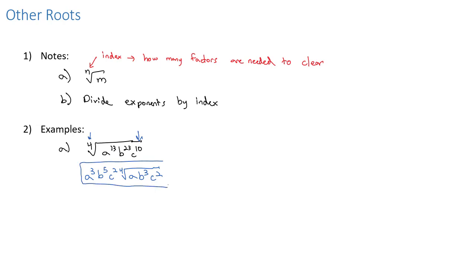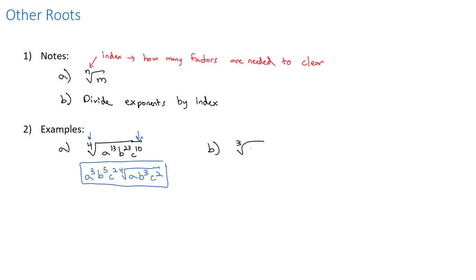So we're following much the same process we had with the square roots, but now we're dividing by the index of 4 instead of 2. Also notice that the index needs to be in my final answer, because if I don't write an index, that means what I'm really saying is a square root. And we're not doing square roots here. We're doing 4th roots.